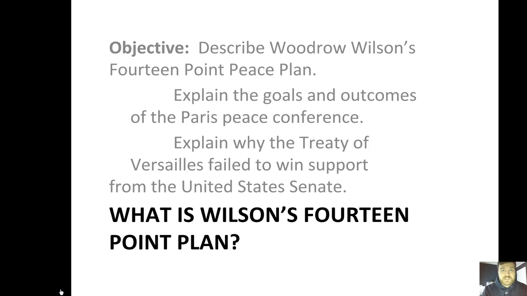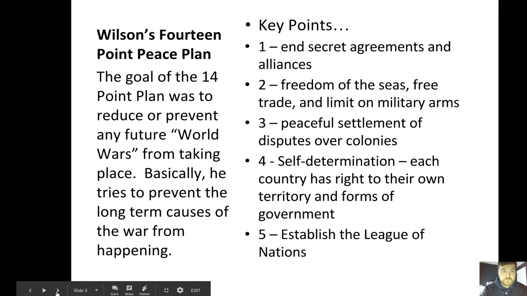Okay, so the main idea, what we want to take from this, we want to be able to describe Woodrow Wilson's peace plan known as the 14-point peace plan. What were the goals? What were the outcomes of the Paris Peace Conference? We want to be able to explain why the Treaty of Versailles failed to win support from the United States Senate. So let's start with that 14-point plan.